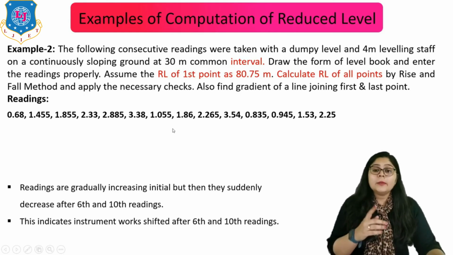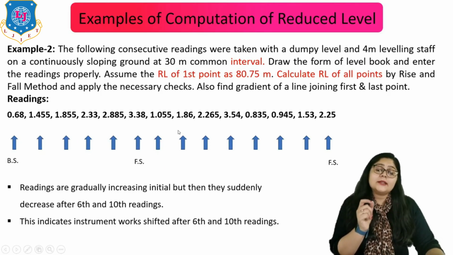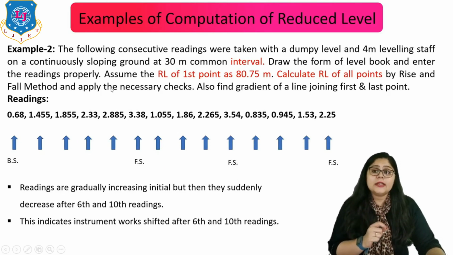It means here you can see that the first and last readings are BS and FS. But now I have marked, if I take the difference then I can know the 6th and 10th reading. Here you can see that 2.885 to 3.38, it is a variation, right? Again 2.265 to 3.54, it is a great variation.